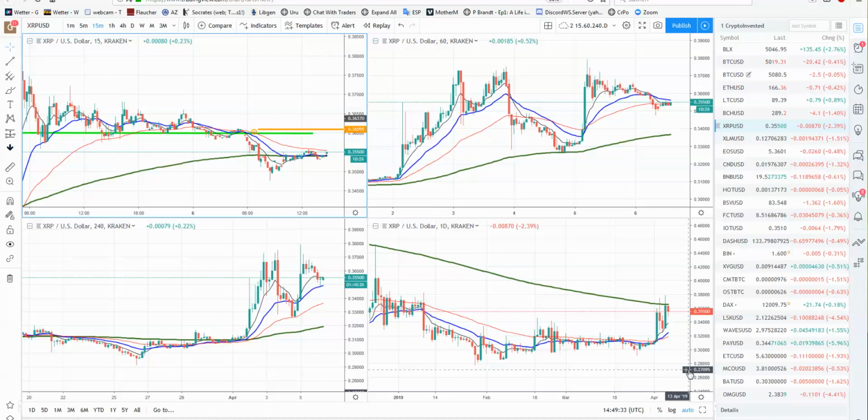It was lagging behind the other macro caps. So we've got an S1 developing here, and there's a lot of room to go for Ripple because it hasn't done much so far.